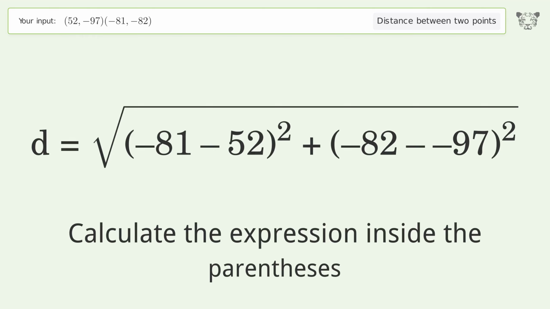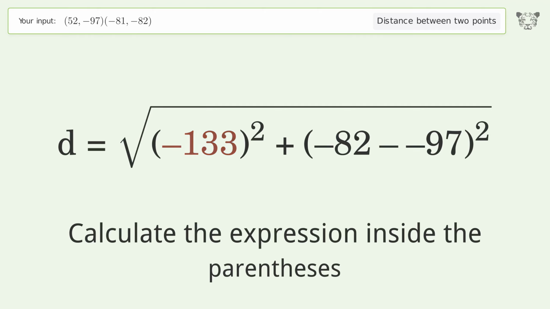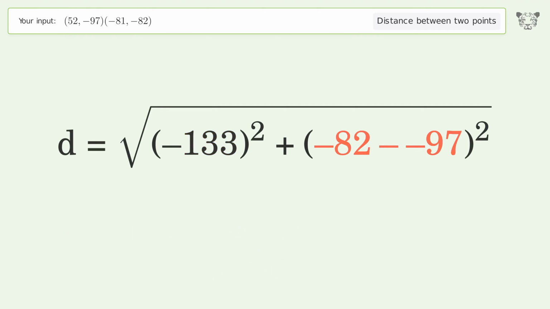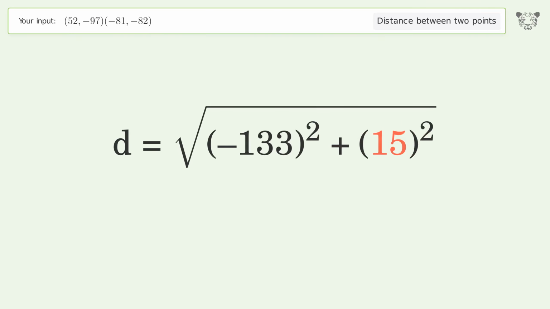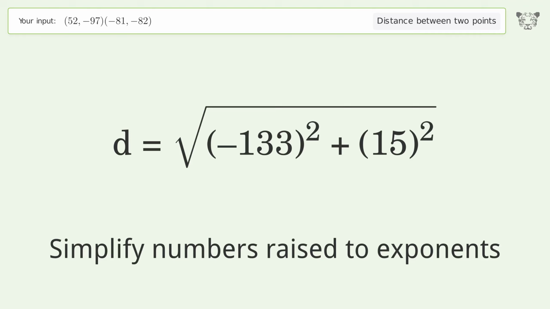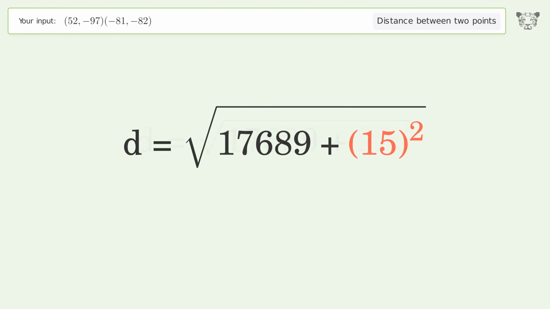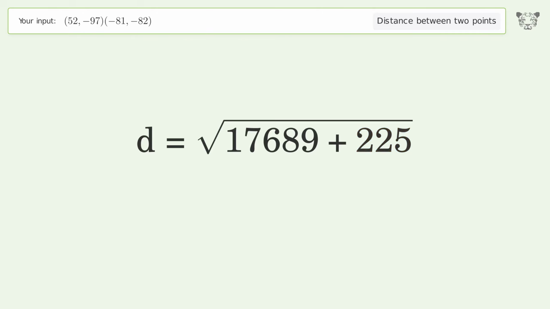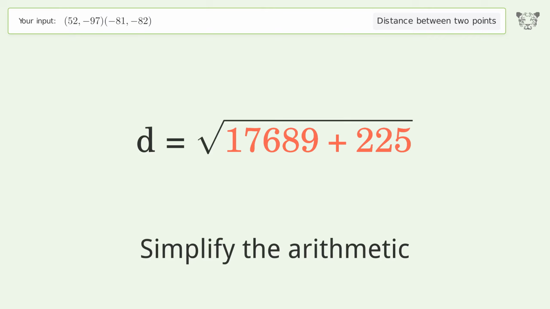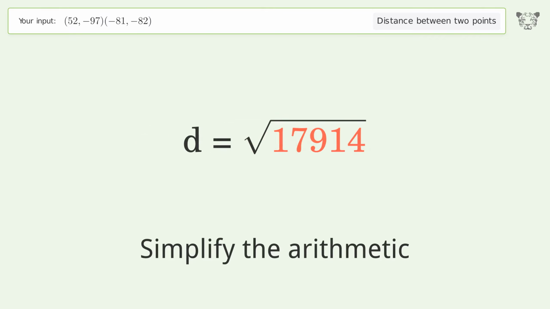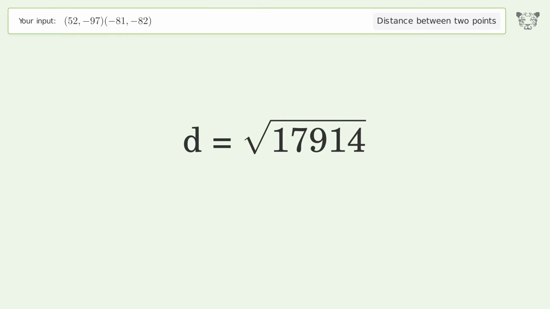Calculate the expression inside the parentheses. Simplify numbers raised to exponents. Simplify the arithmetic. And so the distance between the 2 points is the square root of 17,914 or 133.843.